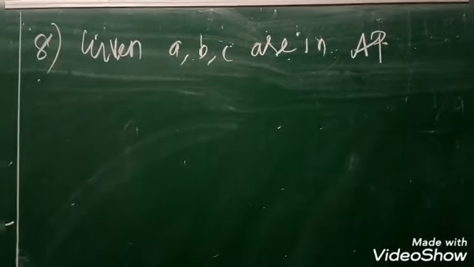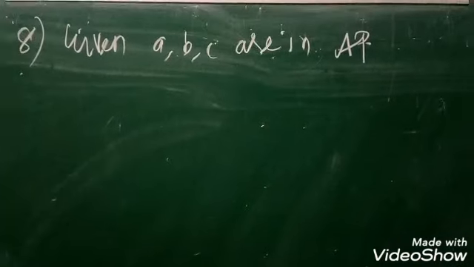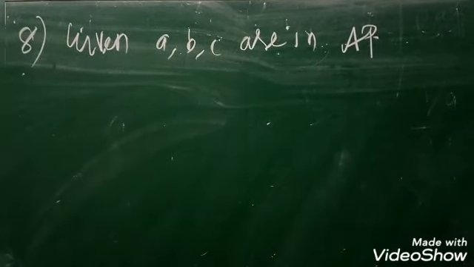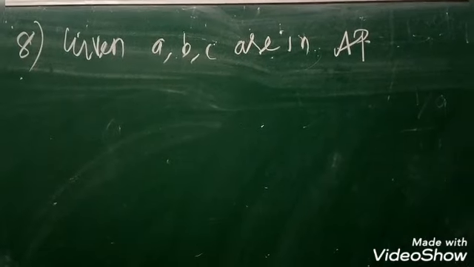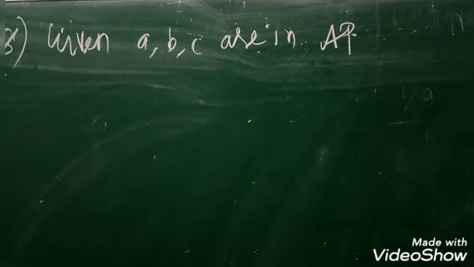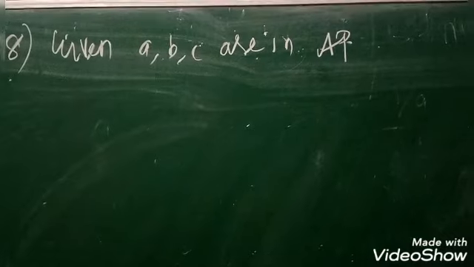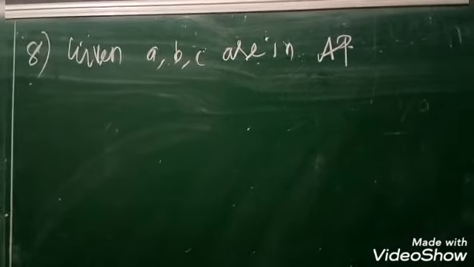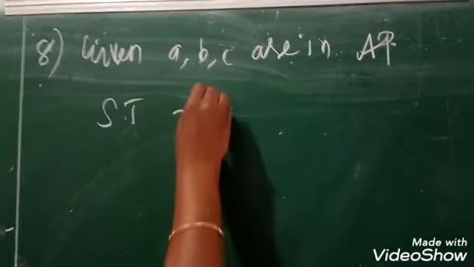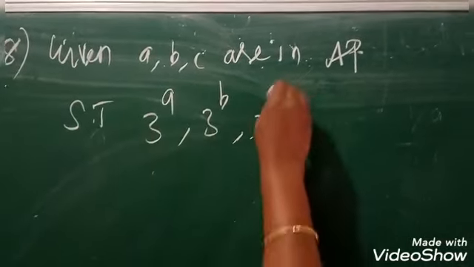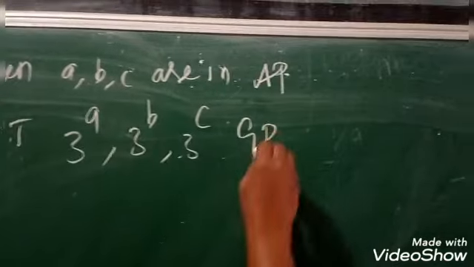See the 8th sum, girls. Given A, B, C are in AP, then show that 3 power A, 3 power B, 3 power C are in GP. They didn't give any numbers, girls, so we only have variables to work with. We want to prove that 3 power A, 3 power B, 3 power C are in GP.